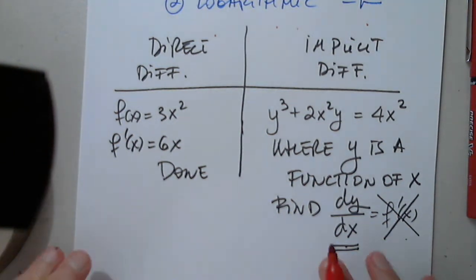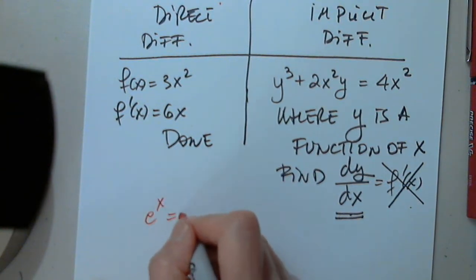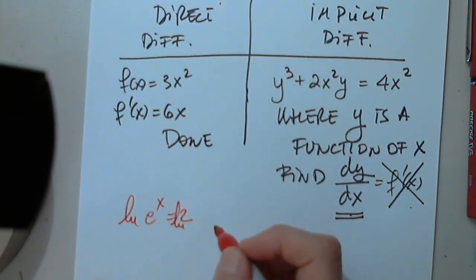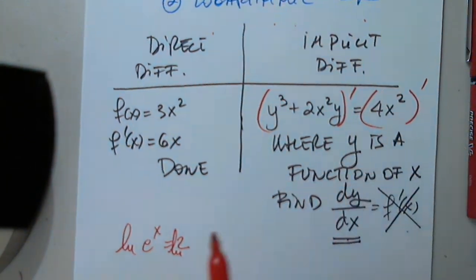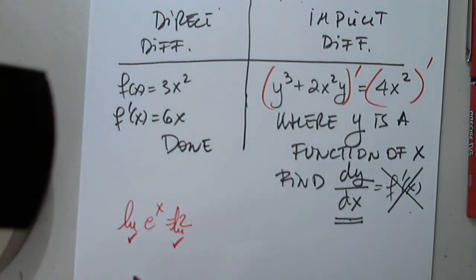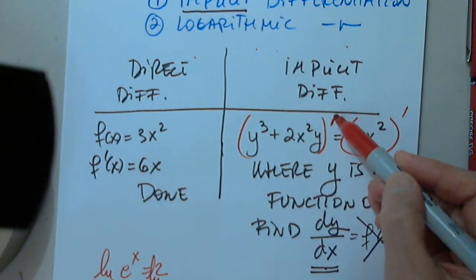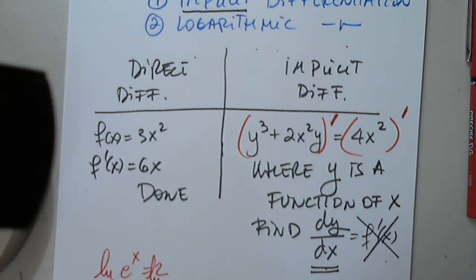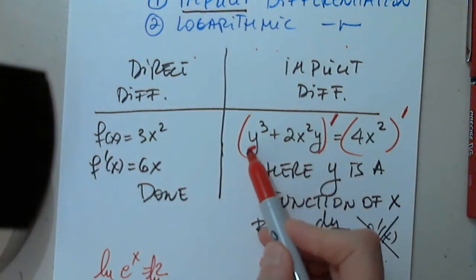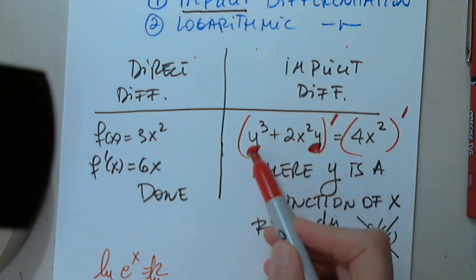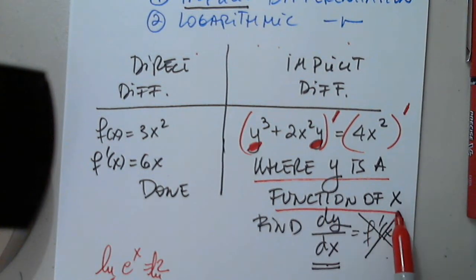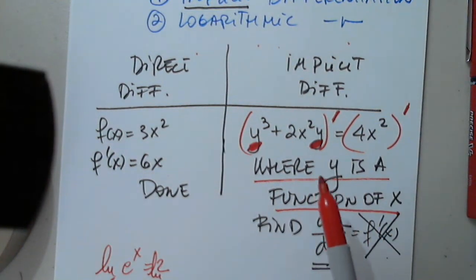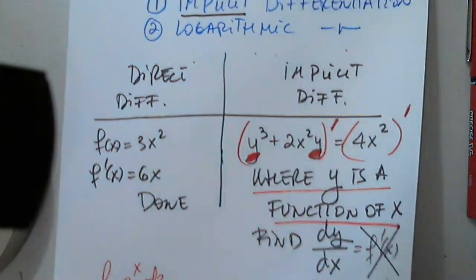Exactly how we said we had e to the x equals 2 and we apply natural log to both sides, same thing here. I can differentiate both sides. In the same way I applied this function to both sides, or applied the square root to both sides, I can differentiate the left and I can differentiate the right. Keeping in mind, remember y is not a variable, but y is a function of x. So we have to treat it as a function of x. Okay, so let's do that.